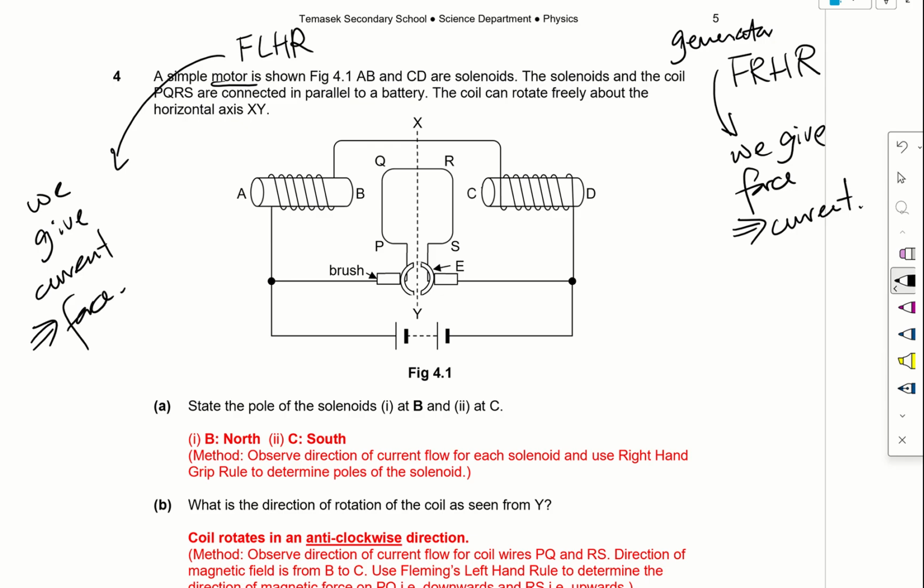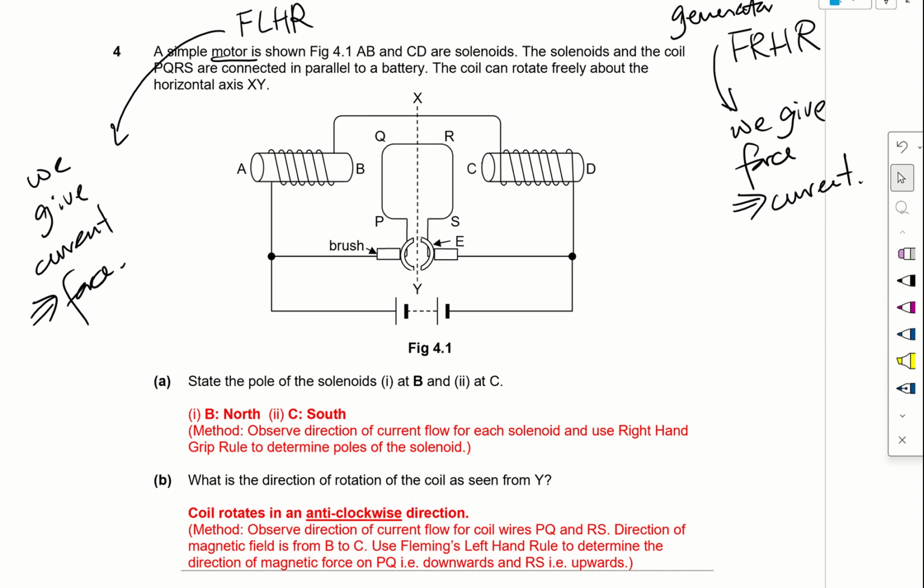Okay, so these are the basic differences between Fleming's left hand and right hand rules, motor versus generator. The solenoid and the coil PQRS are connected in parallel to a battery. The coil can rotate freely about the horizontal axis XY. Now state the pole of the solenoid at B and at C.